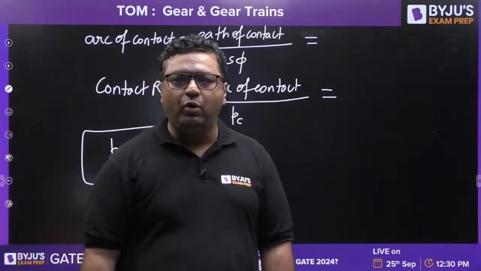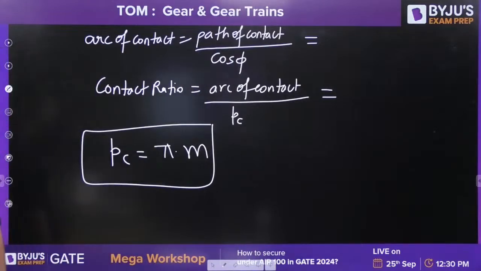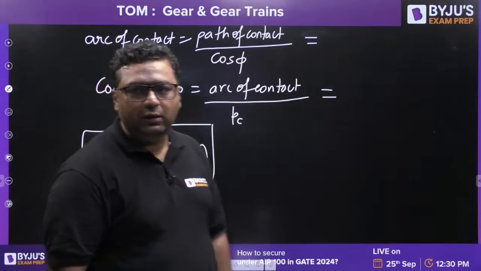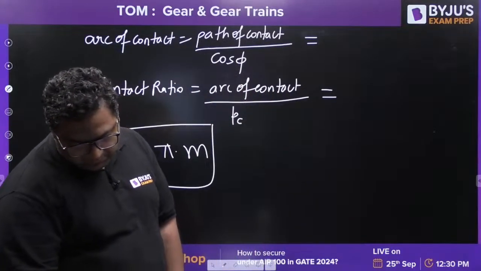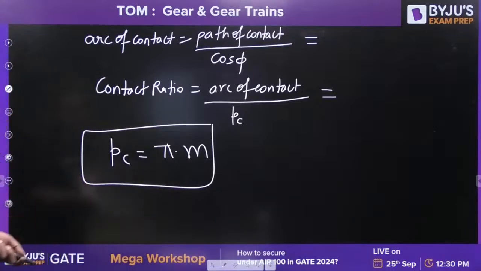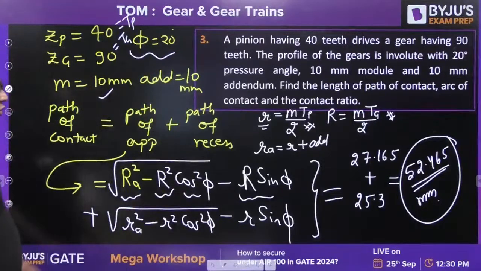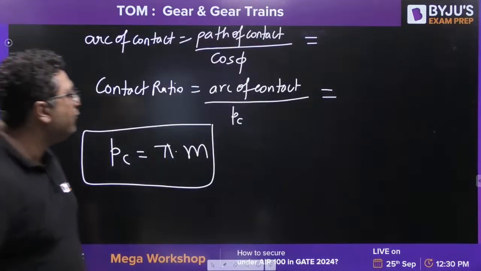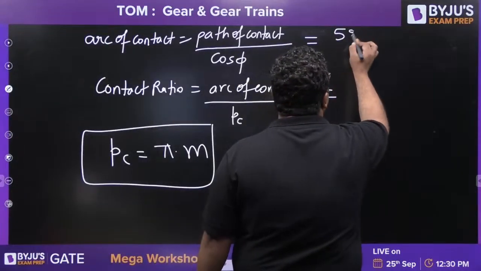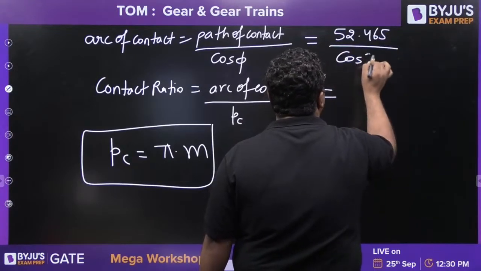Very good Malesh, wonderful. Okay, Kalpesh is saying 28.09. Please check it dear, how it can come like this. You see the angle is 20 degree. So you just need to divide it by cos 20. So path of contact is 52.465, divided by cos 20.